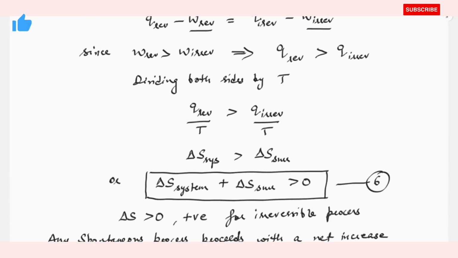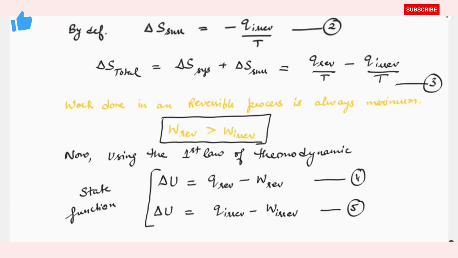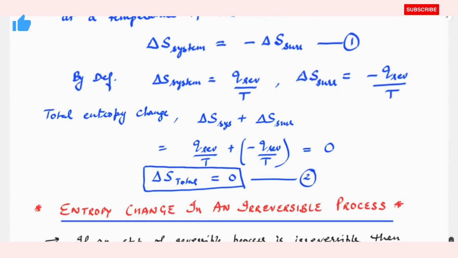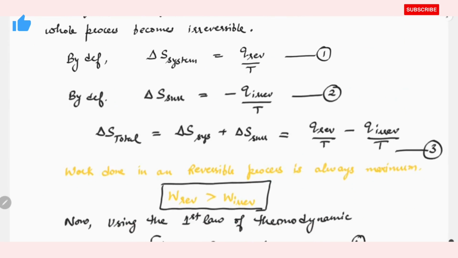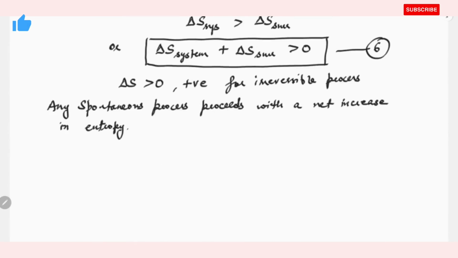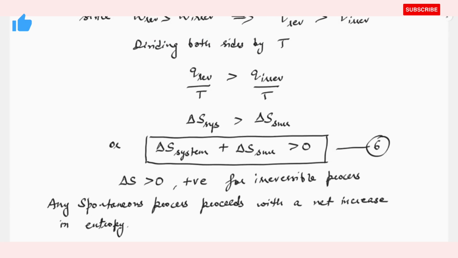Therefore, what we have studied in the current video is that in case of reversible process the entropy change is going to be 0, but in case of irreversible process the entropy change is always positive for a spontaneous process, and that entropy change includes the entropy change in the system as well as the entropy change in the surroundings.